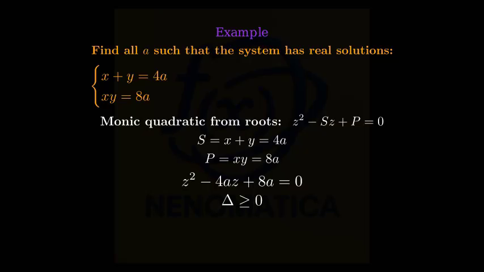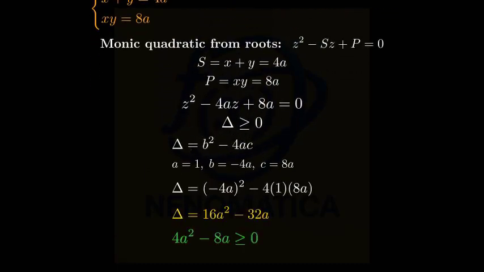For x and y to be real, this quadratic must have real roots, so its discriminant must be greater than or equal to 0. Compute the discriminant for a quadratic az squared plus bz plus c. The discriminant is b squared minus 4ac. Here a equals 1, b equals negative 4a, and c equals 8a. Therefore, delta equals negative 4a squared minus 4 times 1 times 8a, which simplifies to 16a squared minus 32a.